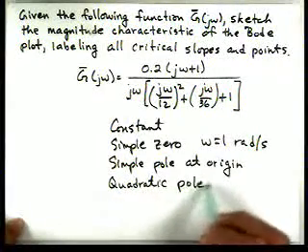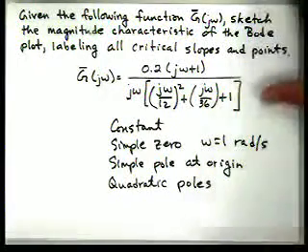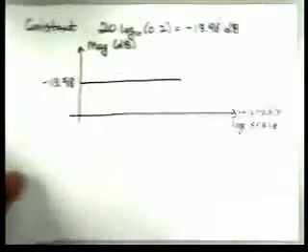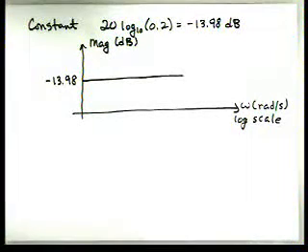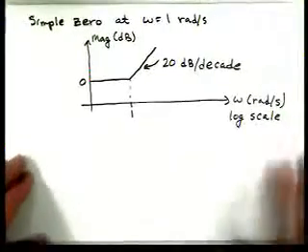So let's go through and look at the magnitude characteristics of each of those terms individually, and then we'll add them all up to get the characteristic of the function shown. Our constant, you notice we have a 0.2, so the magnitude characteristic for that constant is 20 log base 10 of 0.2. That's minus 13.98 dB, and you can see that's a constant for all frequencies. Now for our simple zero, its magnitude characteristic is this.